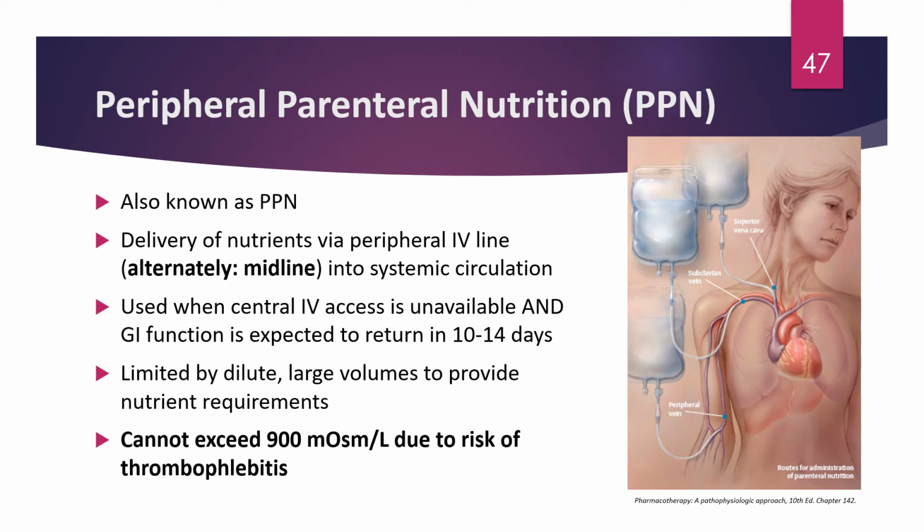We cannot give more than 900 milliosmoles per liter due to risk of vein irritation and basically bursting veins. Because whenever we give something in a peripheral vein, if it has a high osmolarity or osmolality, or what we also consider a high tonicity, it will irritate veins and it will basically cause veins to become inflamed and burst. And that's what thrombophlebitis essentially means, vein irritation. So we usually will give peripheral parenteral nutrition when we don't have a central line, is basically what I want you to get from here.